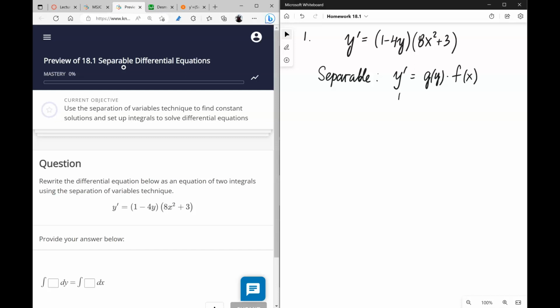To solve it, here's what we do. We divide both sides by g of y. Let me rewrite that. We separate the variables. On the left side, after we divide both sides by g of y, we have the reciprocal of g of y, on the right side we have f of x, and what we do next, it looks like we're multiplying by dx, but it's not actually multiplication.